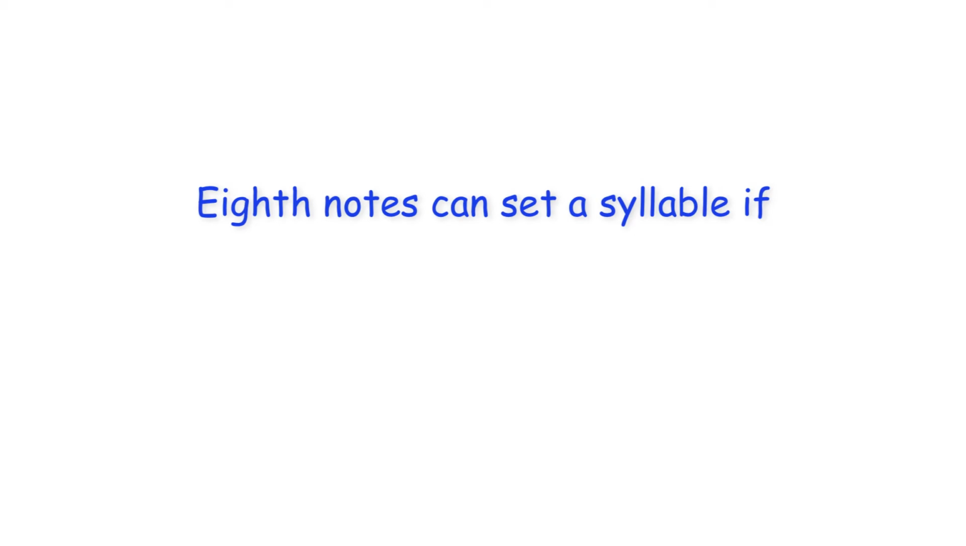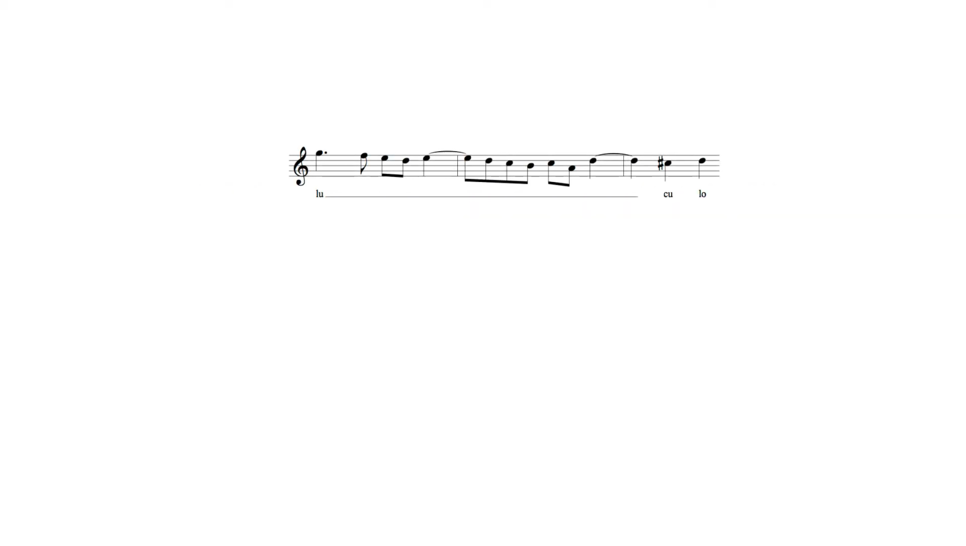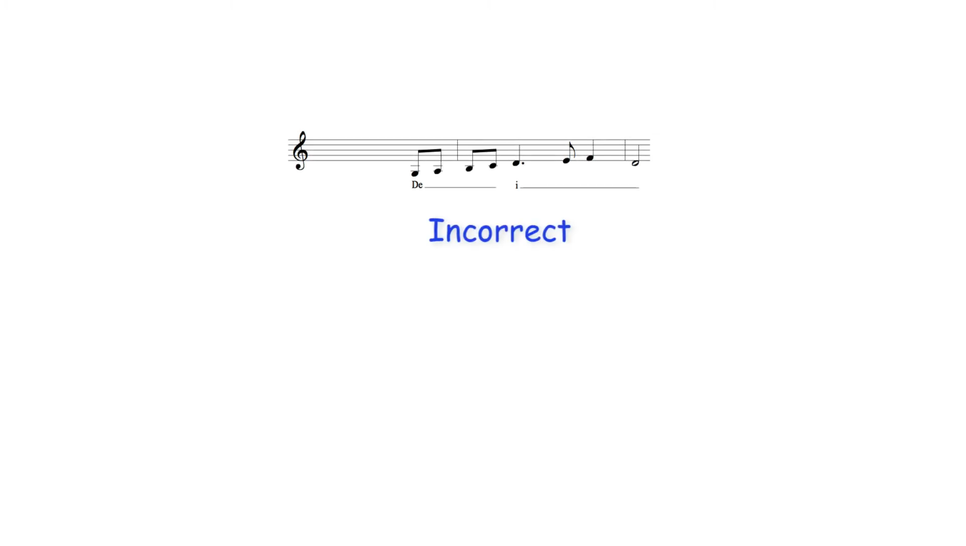8th notes can set a syllable if the text begins before the 8th note group, if the syllable is used at the beginning of the 8th note group, and if this group begins on the beat. A change of syllable, however, should not occur during an 8th note group. An 8th note may also set a syllable if it follows a dotted quarter note.